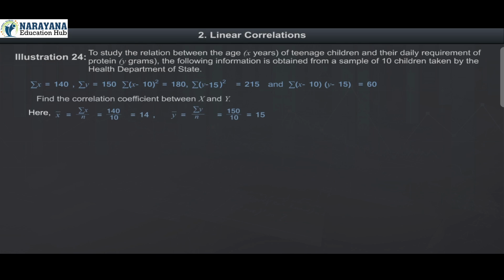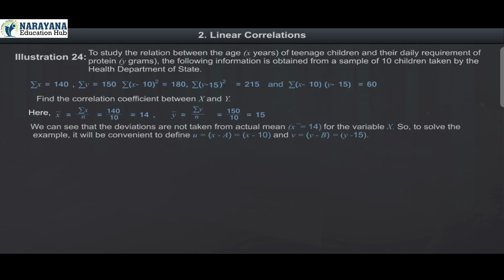Here X bar is equal to sigma X divided by N is equal to 140 divided by 10 is equal to 14. And Y bar is equal to sigma Y divided by N is equal to 150 divided by 10 is equal to 15. We can see that the deviations are not taken from the actual mean, X bar is equal to 14, for the variable X. So, to solve the example, it will be convenient to define U is equal to X minus A is equal to X minus 10 and V is equal to Y minus B is equal to Y minus 15.